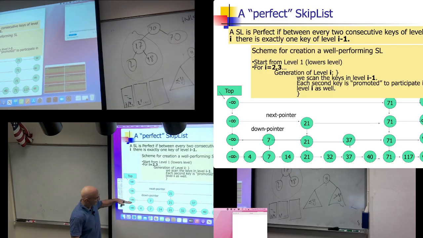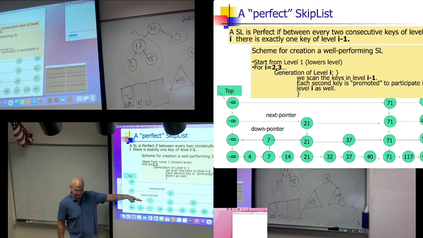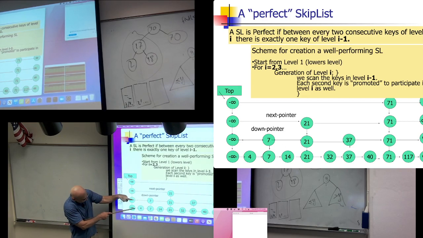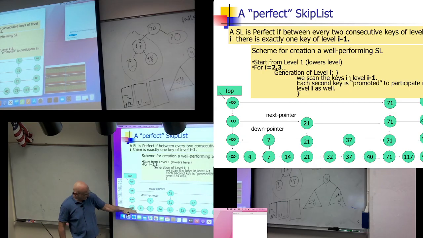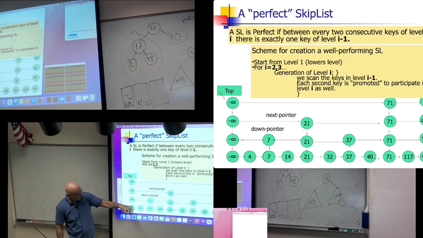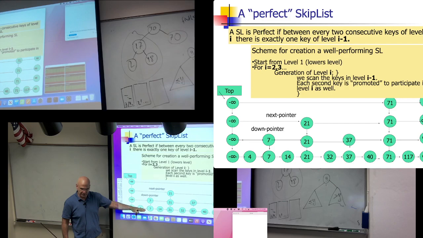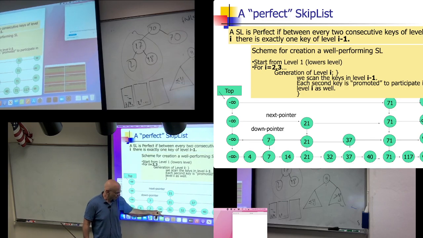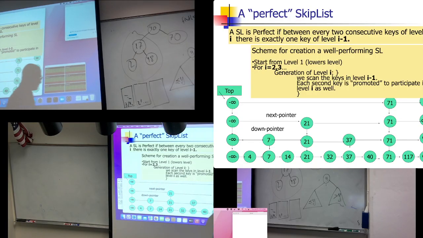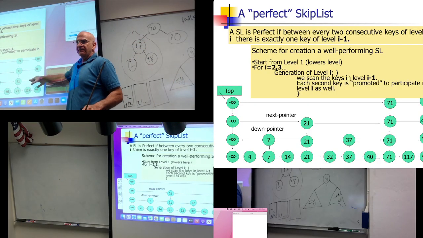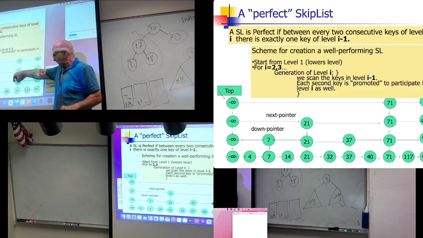Now, how do I create level 2? To create level 2, I'm going over level 1, and I'm just saying yes, no, yes, no, yes, no, yes, no. Completely rigidly, no randomness. I decide that the first key that I encounter will be promoted to level 2. The second key that I see will not be promoted. Promote, don't promote, promote, don't promote. In this way I finish creating level 2. Every time that I promote a key, say 71 was promoted to level 2, of course I create the down pointer. It points to 71 in level 1.